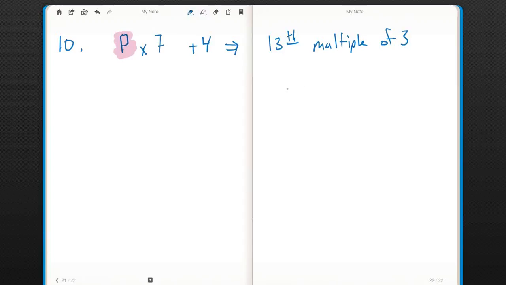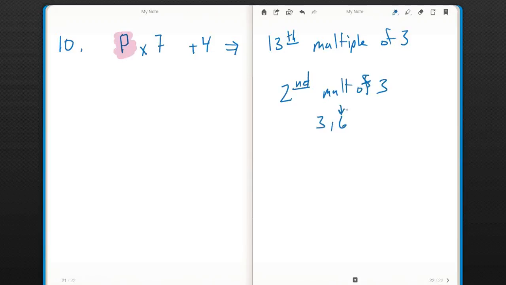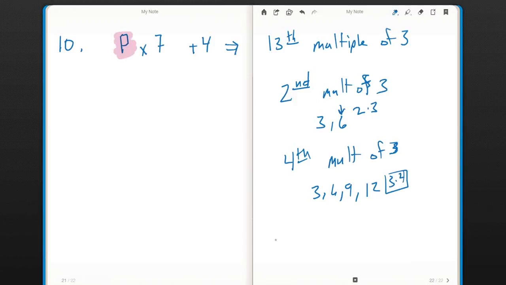13th multiple of 3, how do we find that? Well, you might think about the second multiple of 3. It is 6. And by the way, do you notice that's 2 times 3? The fourth multiple of 3 is 12, which is 3 times 4. So when we're looking for a 13th multiple of 3, all we have to do is realize that we're looking for 13 times 3, and that's 39.